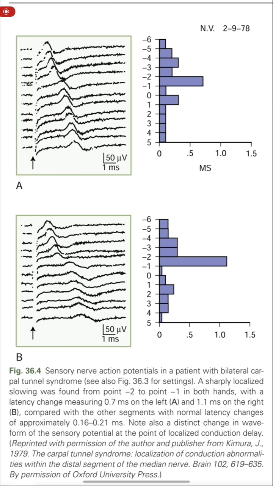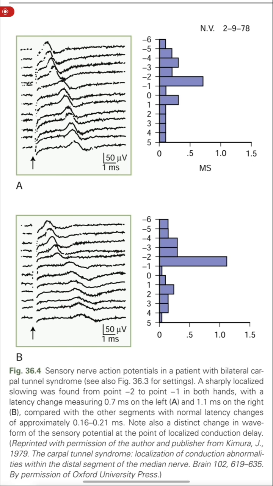Let's take an example and understand it. Suppose a nerve conduction is done and normal nerve conduction velocity is 50 meters per second. So 1 centimeter of the nerve segment will correspond to 0.2 milliseconds. Therefore, 10 centimeters will correspond to 2 milliseconds.